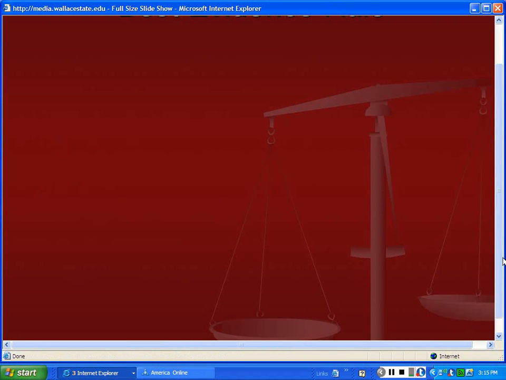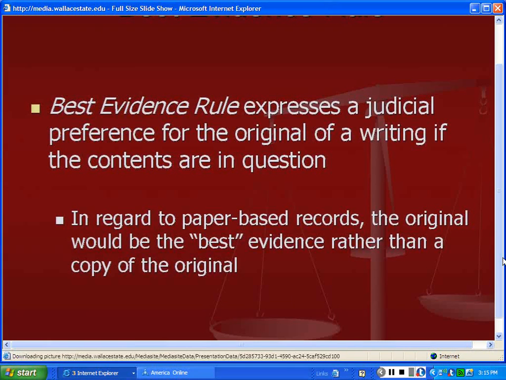Now, there's also something called the best evidence rule. The best evidence rule expresses a judicial preference, a preference in court, for the original of a writing if the contents are in question. And so, in regard to paper, we know what the original is versus a copy of something, but the original record would be the best evidence. And that's only if it's in question. I've said we make copies of medical records and we can send them to court with a certification. But if there was any question as to that copy, then the best evidence would be the original medical record, and that's why sometimes we have to take the original to court.